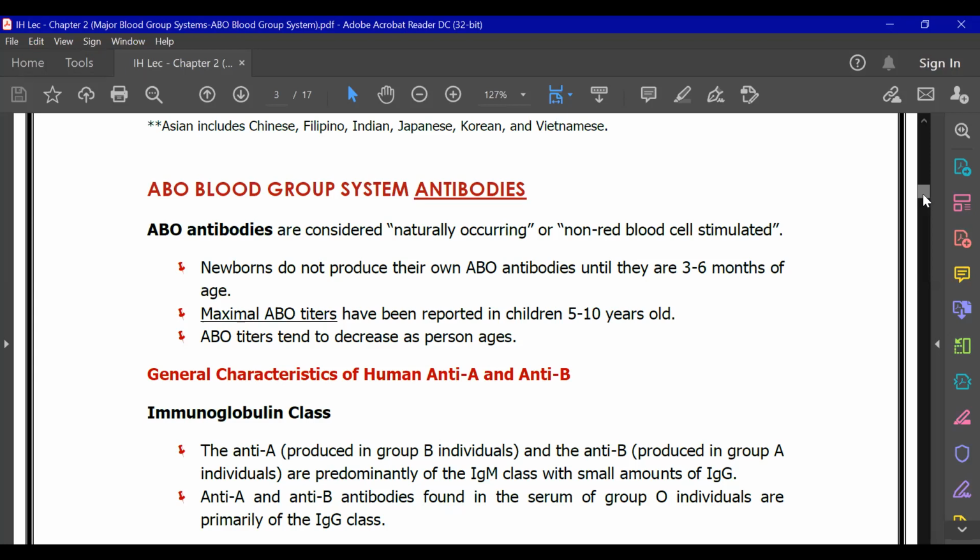Ria? Yes, ma'am. Ma'am, our explanation before was that as we grow, we are exposed to different microorganisms that possess characteristics of antigens like A and B, so our body produces antibodies against them, because they are ubiquitous and present almost everywhere. Okay, so that is the explanation why our ABO antibodies are present in our serum or plasma without any exposure to RBC antigens.